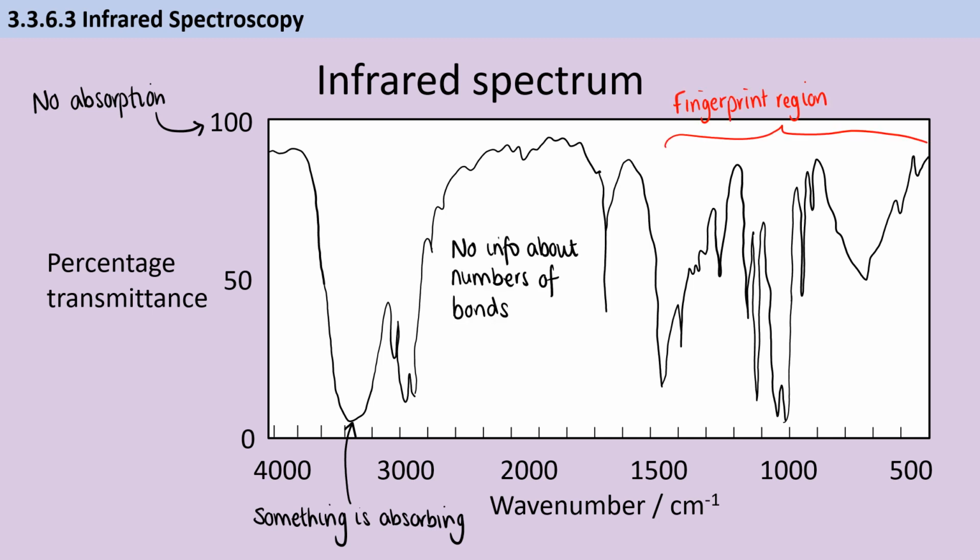And then one more thing we should also say is that this spectrum doesn't give us any information about the numbers of bonds. So I can't look at this and say, oh, that's a big peak, that means there are several of that type of bond. It just tells me about presence or absence.